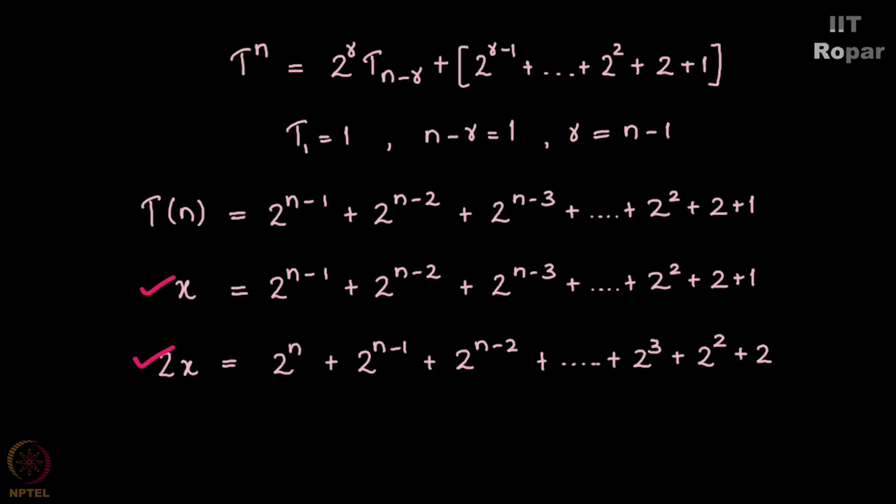What do I get? On the left hand side, 2x - x, we get it as x, and that is equal to 2^n - 1. How did I get 2^n - 1? You see, these terms 2^(n-1), 2^(n-2), and so on, 2^3, 2^2, and 2, all of these get cancelled, and what remains is 2^n and 1. So it becomes x equals 2^n - 1. And this was initially T(n), and hence T(n) is 2^n - 1. This is the solution for the problem of towers of Hanoi that we have studied in the previous video.